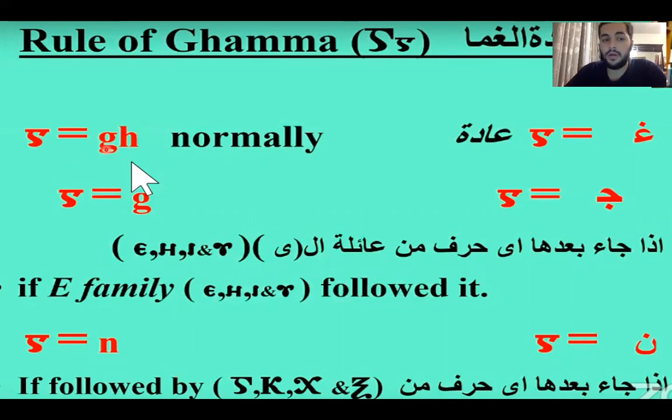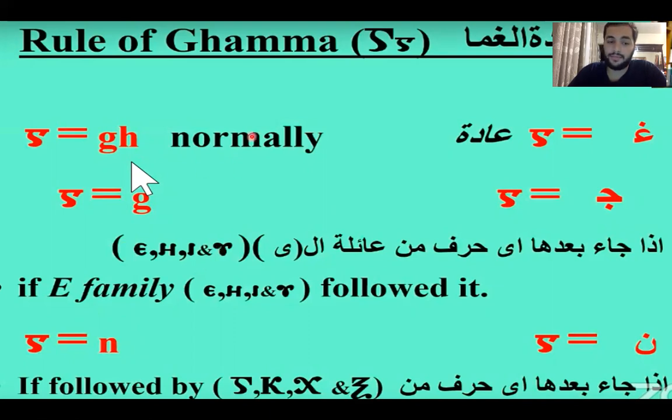First of all, the letter Ghamma looks like this, like a backward 5. Normally, it's going to be a GH sound. Sometimes it will be just a G sound. Sometimes it'll be an NG sound. So we'll look at a couple cases of each one.